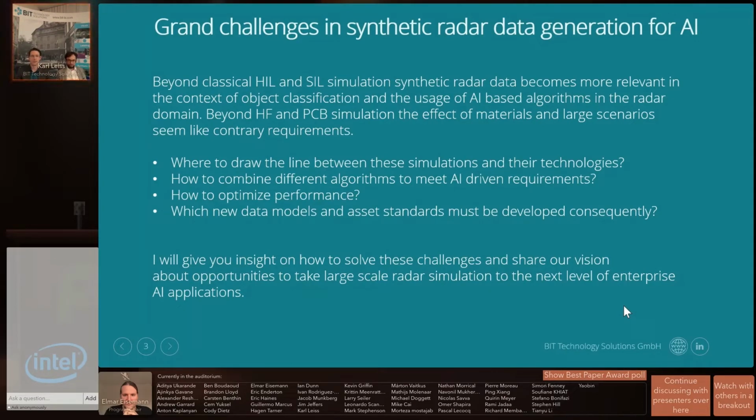Last but not least, this also leads to a new method of how we work together. Data models and assets are becoming more important and must be developed subsequently. I will give you an insight into how we could address those challenges, give you some ideas how we started that, and also share our vision, what journey we are on with radar simulation in enterprise AI applications.